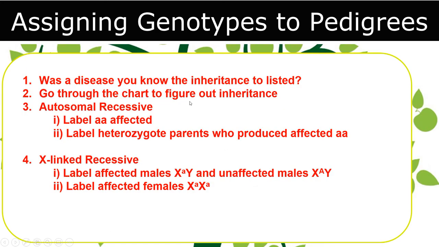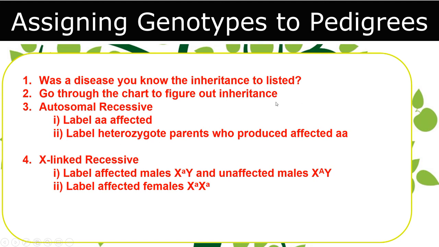So as far as assigning the genotypes to the pedigrees, we did go over this in the video, but I'm just going to go ahead and give you a list of steps. So once you get to these questions, first things first, did they tell you that it was a disease that you knew the inheritance to? Because you start there. And if they didn't tell you, you have to go through the little list of rules that I gave you to figure out which inheritance it actually is. And once you figure that out, then you start following these rules.